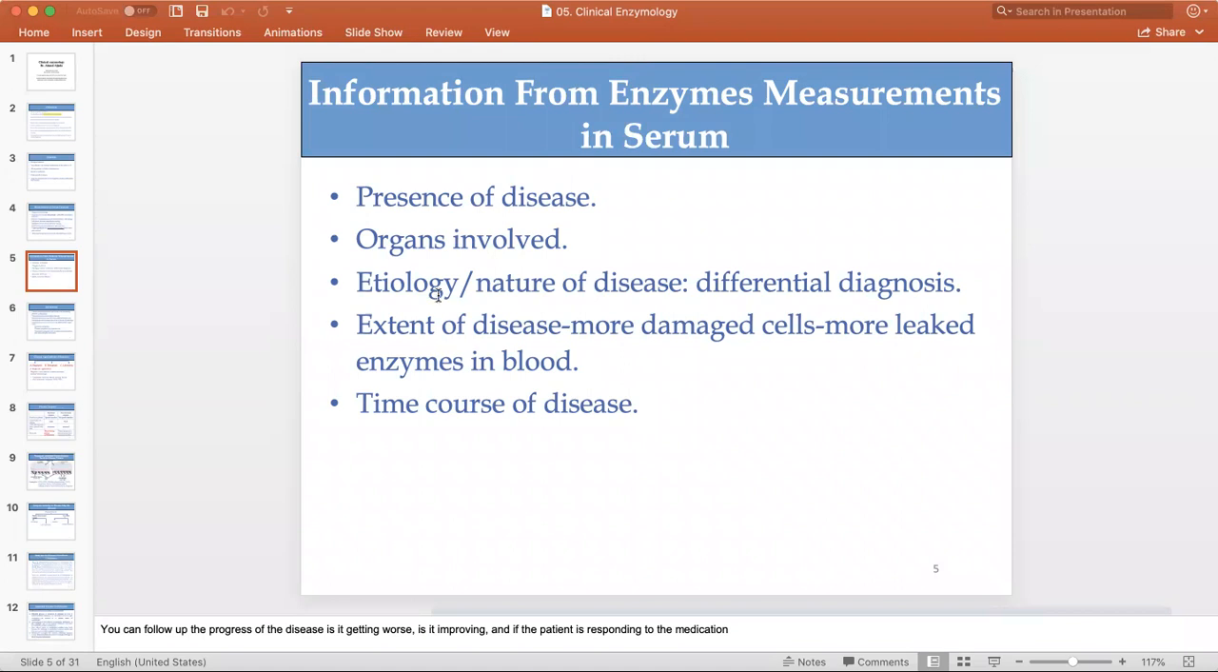As we mentioned before, certain enzymes are present in certain tissues. So we'll know that this enzyme is present in this tissue, so something is wrong with this tissue specifically. We can make a differential diagnosis by this measurement of the enzymes. Extent of disease: more damaged cells, more leaked enzymes in the blood. Makes sense. If more cells are damaged, more enzymes are leaked, and the enzyme levels will hike up. The time course of the disease can be estimated as well.